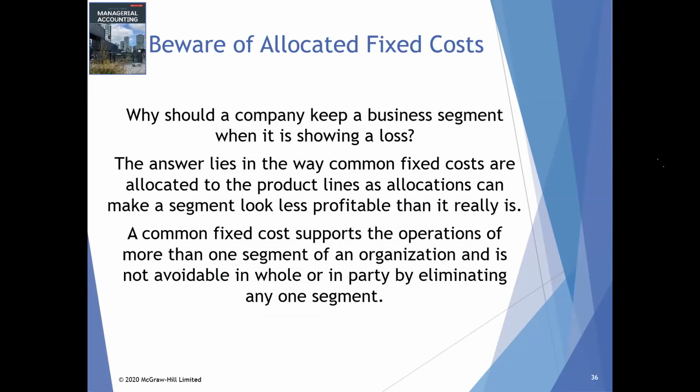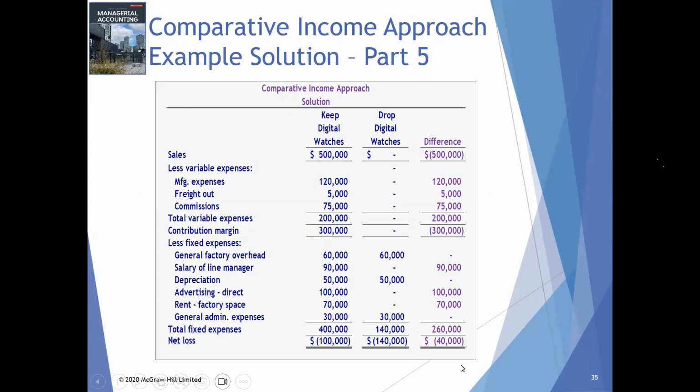Now, next is beware of allocated fixed cost. Why should a company keep a business segment when it is showing a loss? Now, this question comes to our mind. Definitely there is a loss, a loss of $40,000. So why will our organization, our business, keep this line, this business segment when it is showing a loss?